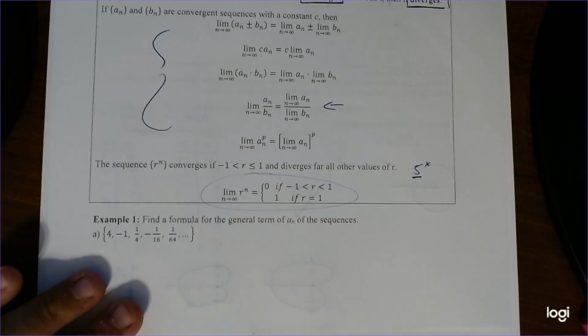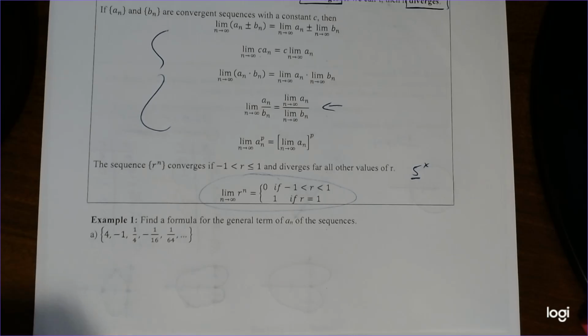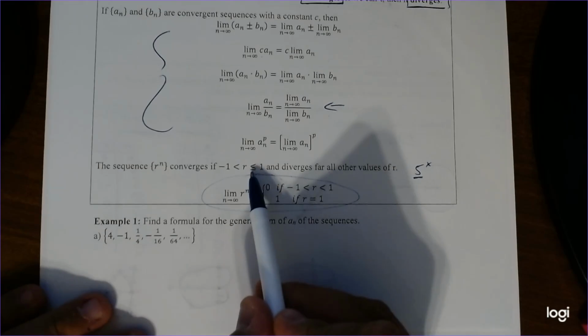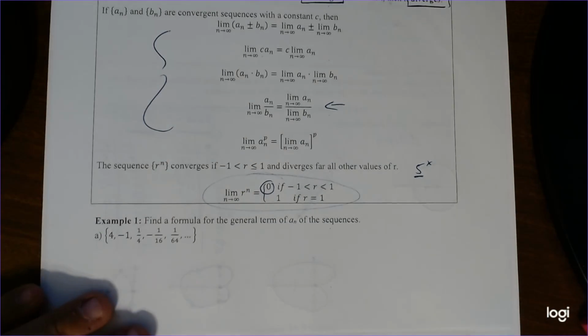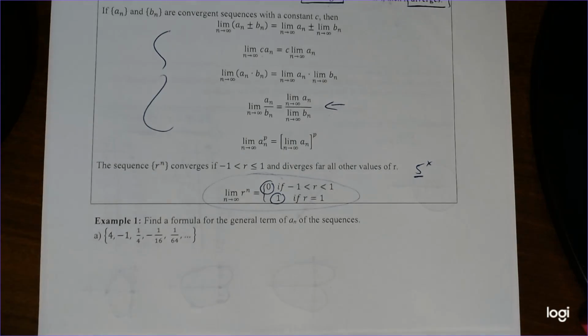So whenever you see something like this, you automatically just look at the value of r and see if it diverges or not based off that. Now, if r is between -1 and 1, the limit automatically goes to 0. If r equals 1, the limit equals 1. So it's going to be one or the other if r is between those two numbers. Again, we'll talk about that in a little bit.